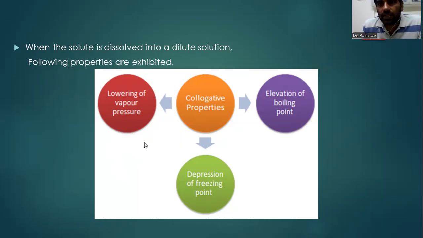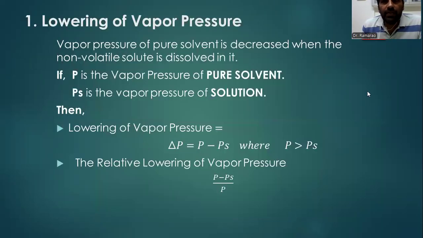Elevation of boiling point is also a colligative property. The first one is lowering of vapor pressure, which means the vapor pressure of a pure solvent is decreased when a non-volatile solute is dissolved in it. What happens when a pure solvent is there? A certain vapor pressure is there. So on the top, if we add some non-volatile solute, what will happen? It blocks the surface. So the vapor pressure of the solvent is decreased.